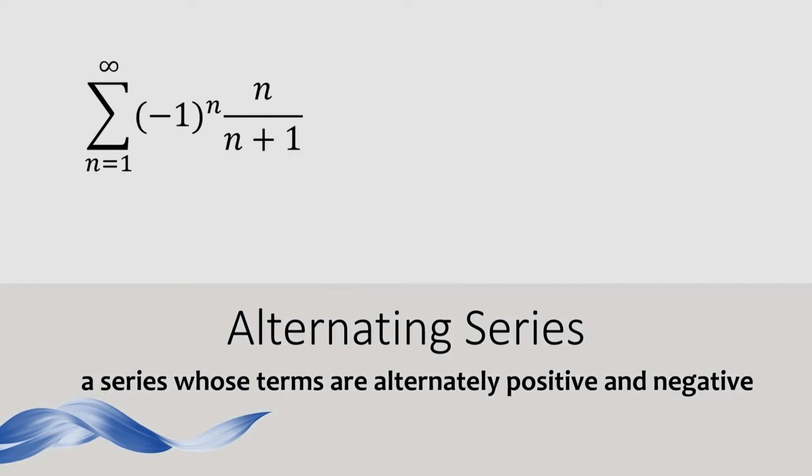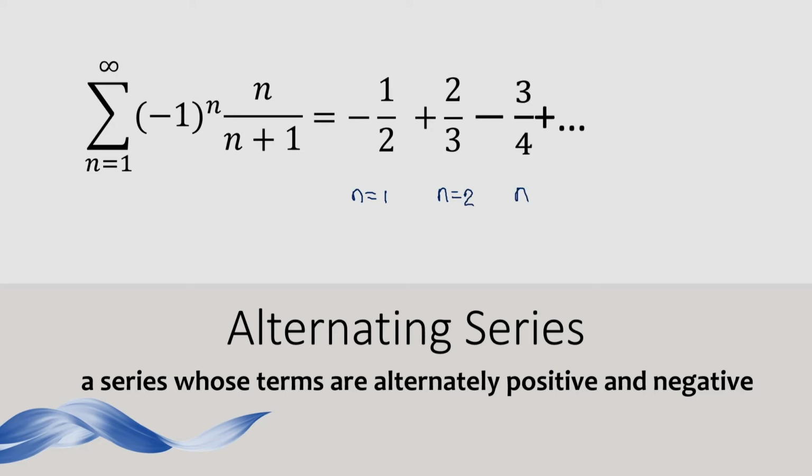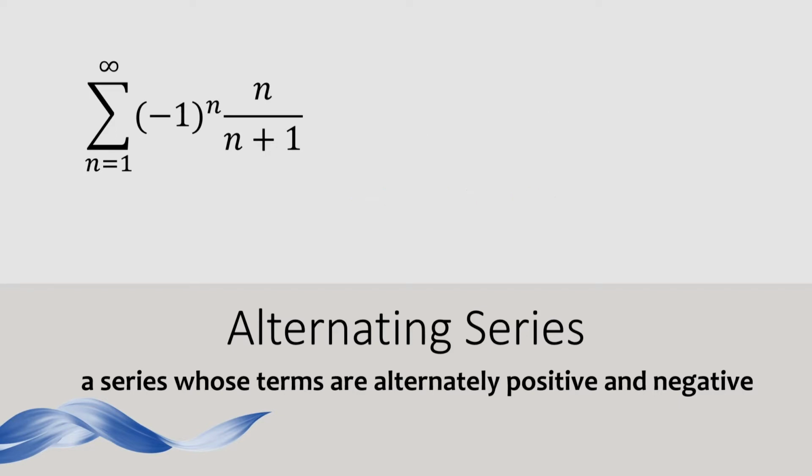Here is another example of an alternating series, the summation of -1 raised to n multiplied by n/(n plus 1), and ranges from 1 to infinity. In this series, the first term is -1/2. That's when n is equal to 1. The second term is positive 2/3. That's when n is equal to 2. The third term is -3/4. That's when n is equal to 3. Once again, we will be using b sub n to represent n/(n plus 1).